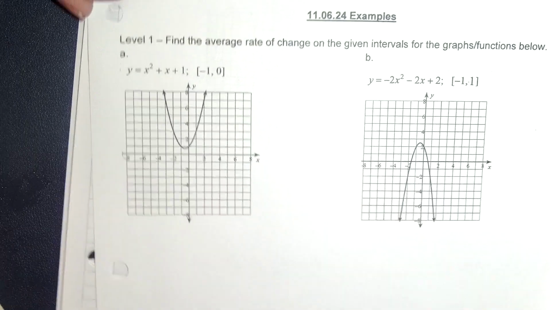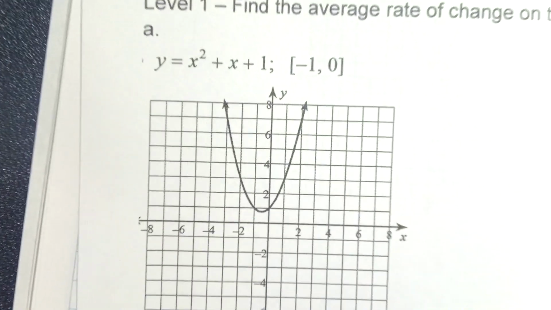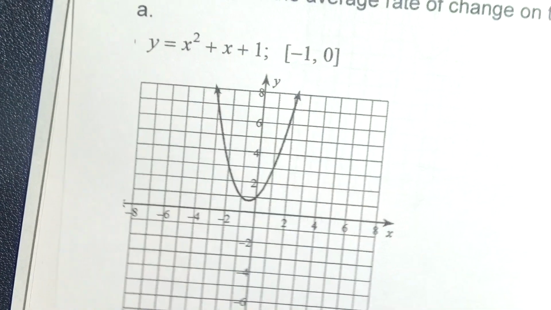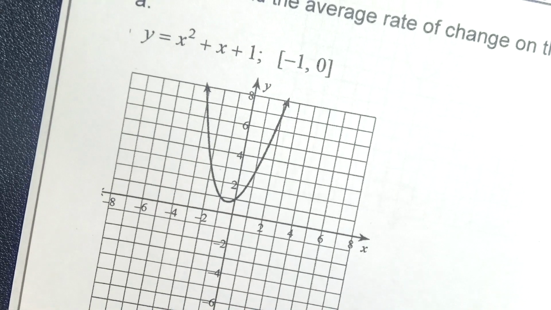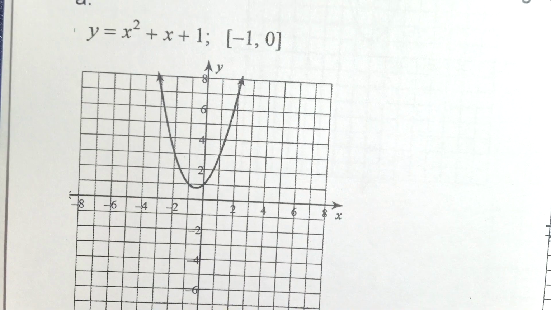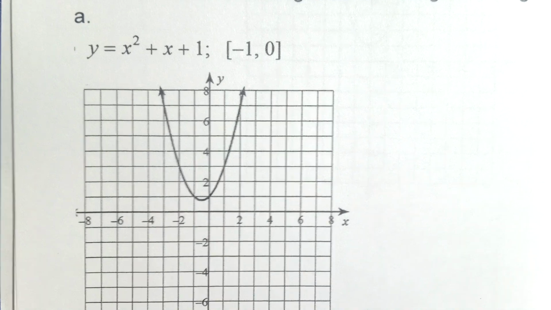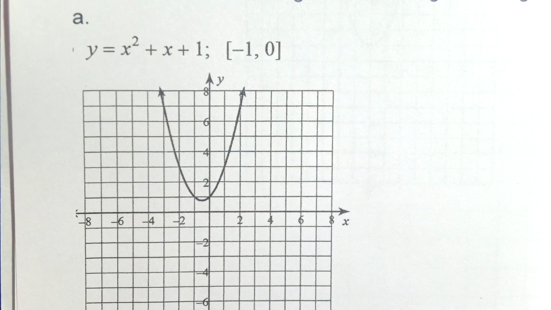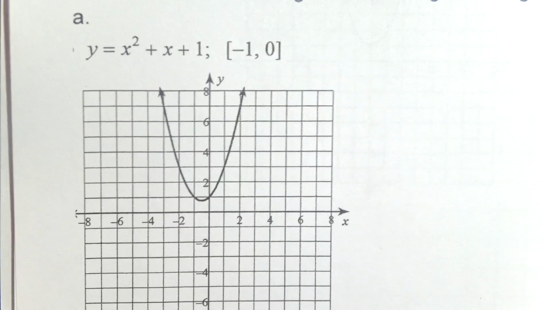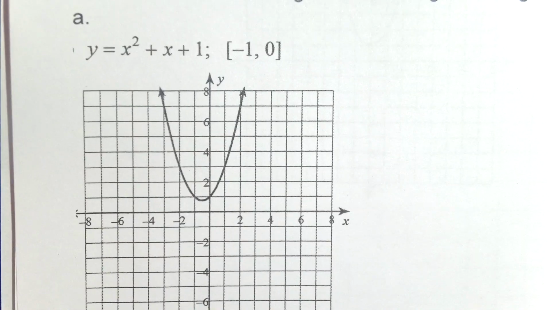Okay, let's look at our first example. Our first example asks us to find the rate of change between the given interval for the graph or the function. Okay, so level 1 is going to be graphs and functions. It's going to be a graph and a function.